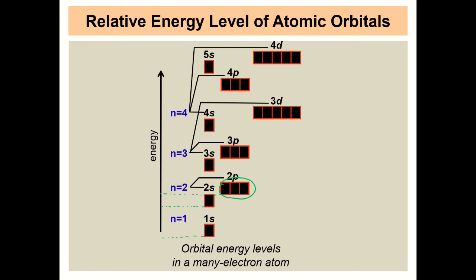So can you spot other examples of degenerate orbitals? We have 3p, which are also degenerate orbitals, 3d, 4p, and also 4d. Remember, what is meant by degenerate orbitals are orbitals of the same energy.